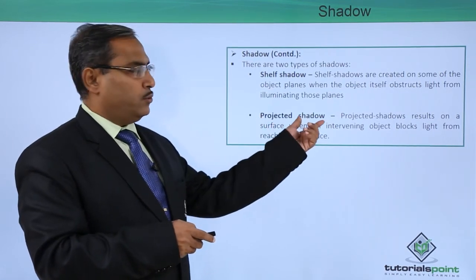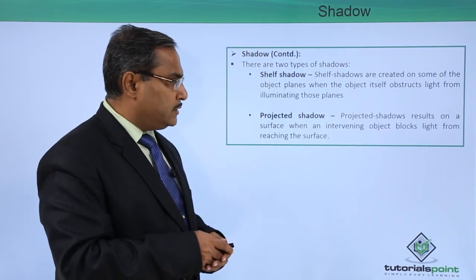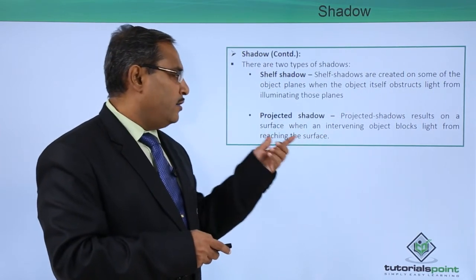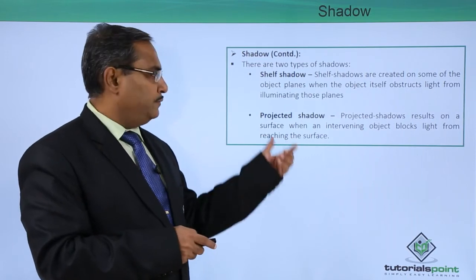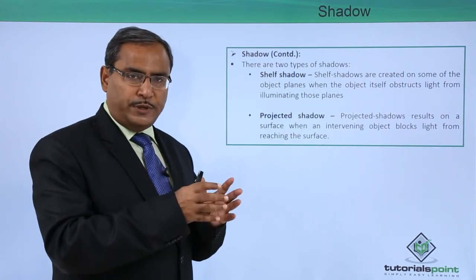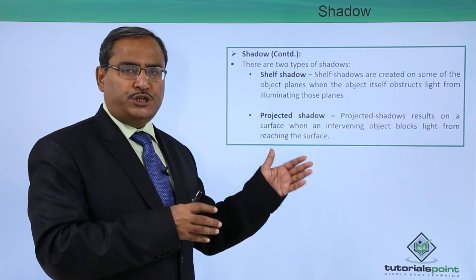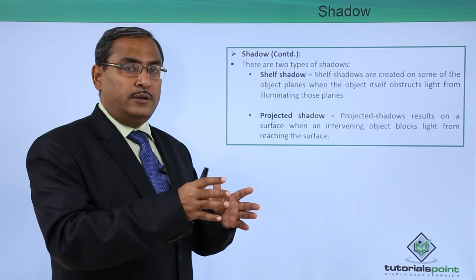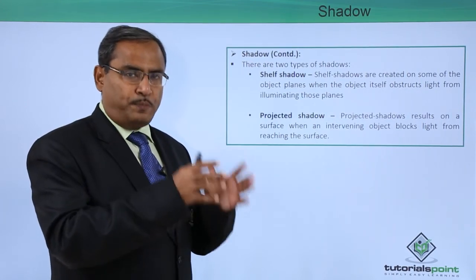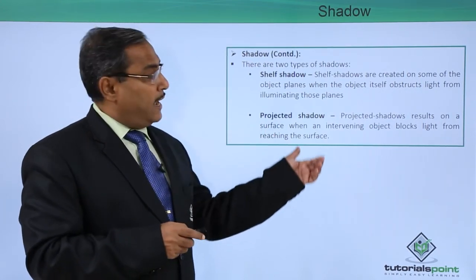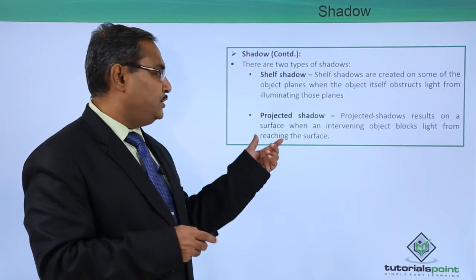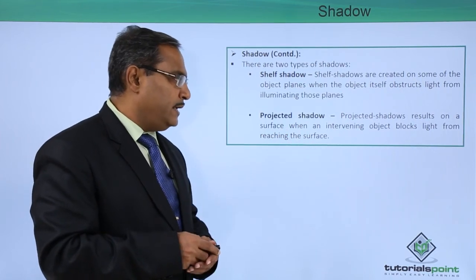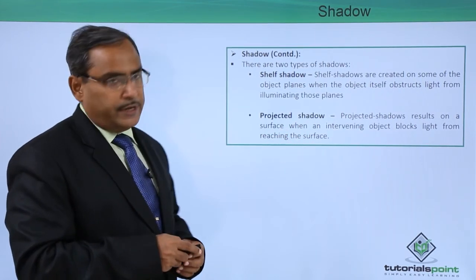Next one is the projected shadow. Projected shadows result on a surface when an intervening object blocks light from reaching the surface. So in case of projected shadow, some object will be there in between that shadow and the source of light, so that object will resist the light from passing through. It will obstruct the path, and that's why the shadow will get generated. Projected shadows result on a surface when an intervening object blocks the light from reaching the surface.